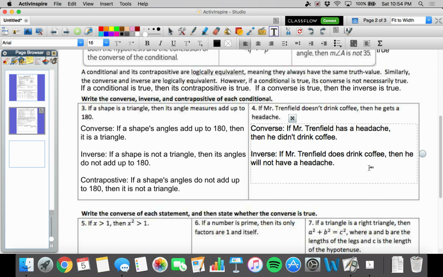And the contrapositive. Contrapositive is when I negate and switch. So if Mr. Trenfield does not have a headache, then he did drink coffee. And again, that's true, because I always get a headache when I don't drink coffee. So if I don't have a headache, then I must have had my coffee.